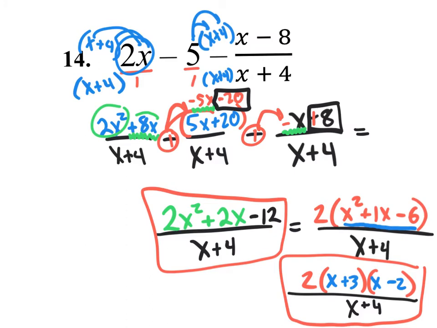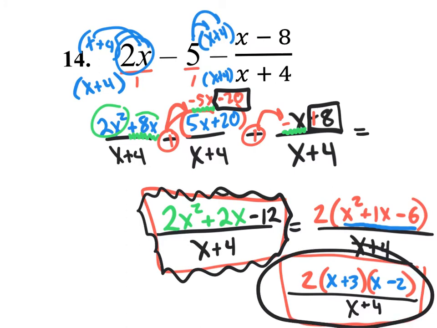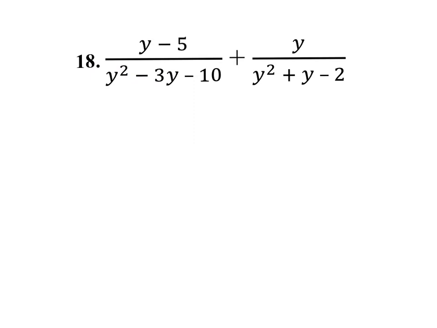But then again, the only way you'll know if you could actually cancel anything out is by factoring. So this is the definite better answer because you have to factor in order to see if you need to keep canceling. So I would actually not say that this is the final answer. This one is the final answer, even though both are correct. Let's move on. Let's jump to number 18.